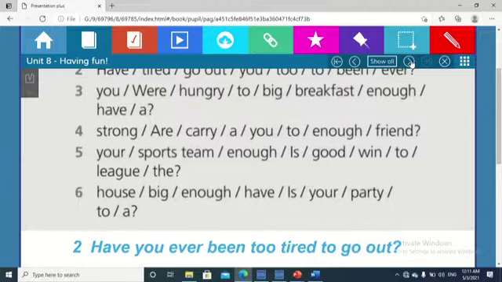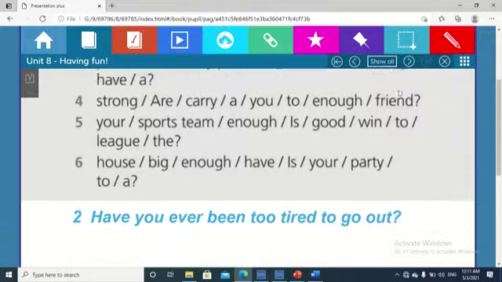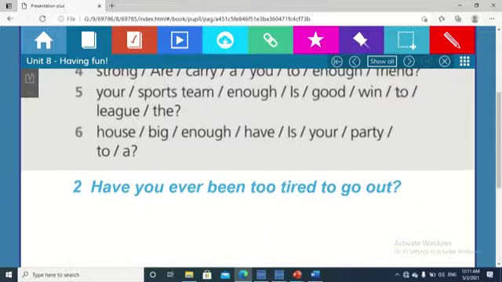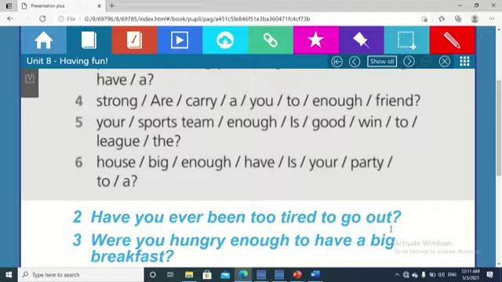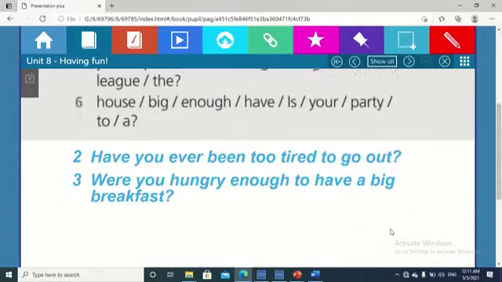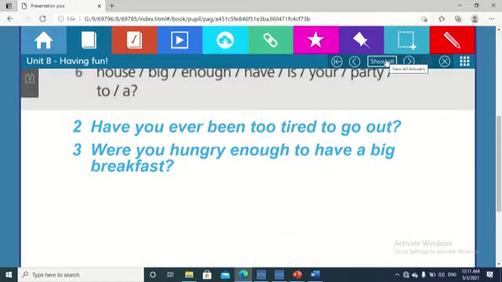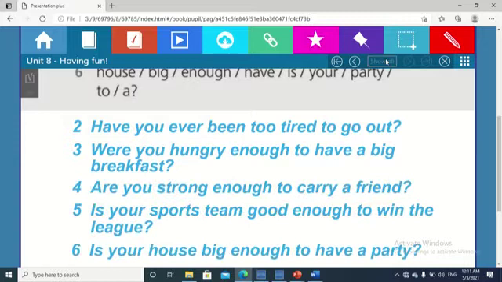What about 3? You were hungry. Too big breakfast enough? Have. Of course, you should look for the adjective, and you know where to put too or enough. Were you hungry enough to have a big breakfast? So in the same way, please stop here. Try to order the rest of the questions. And of course, after you try by yourself, here are all the questions.